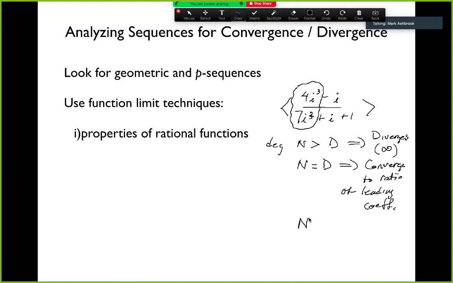And if n is less than d, the denominator has a bigger power, then what's going to happen? The denominator is going to get huge and it converges to 0. That was the example we had last time. So if you have a rational function, you can compare your powers: if n is greater than d, it will diverge, as the numerator gets big compared to the denominator. If n equals d, you take the ratio of the leading coefficients, in this case 4/7. If n is less than d, your denominator will get huge, and the fraction will converge to 0. Okay?